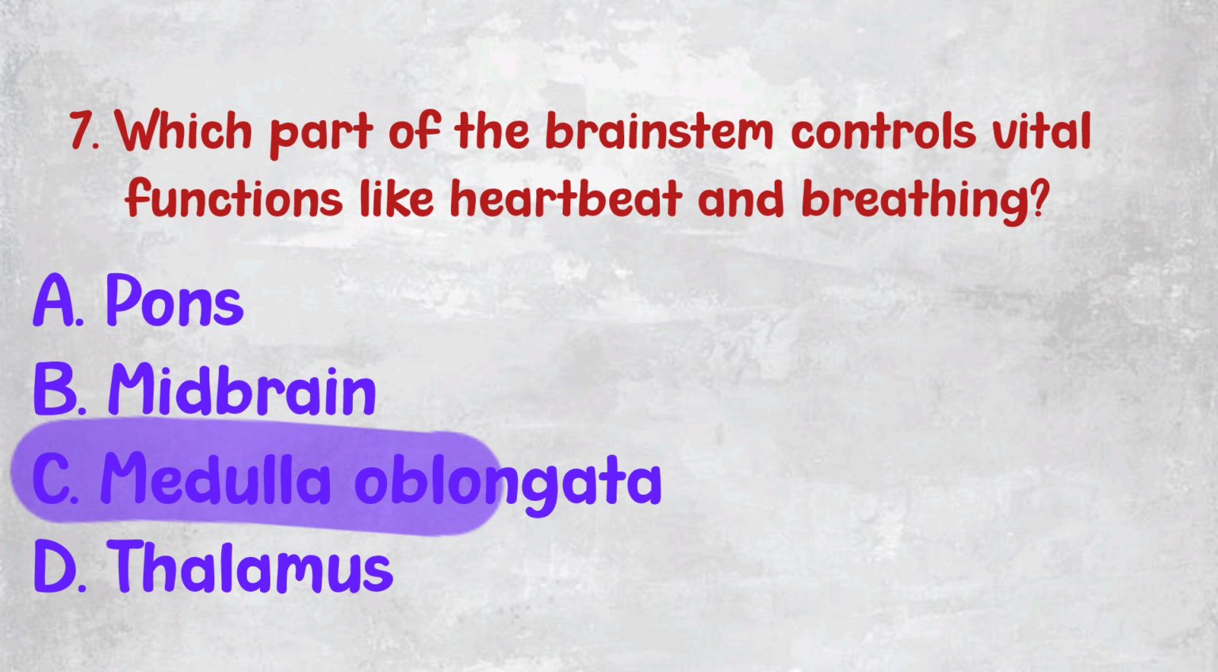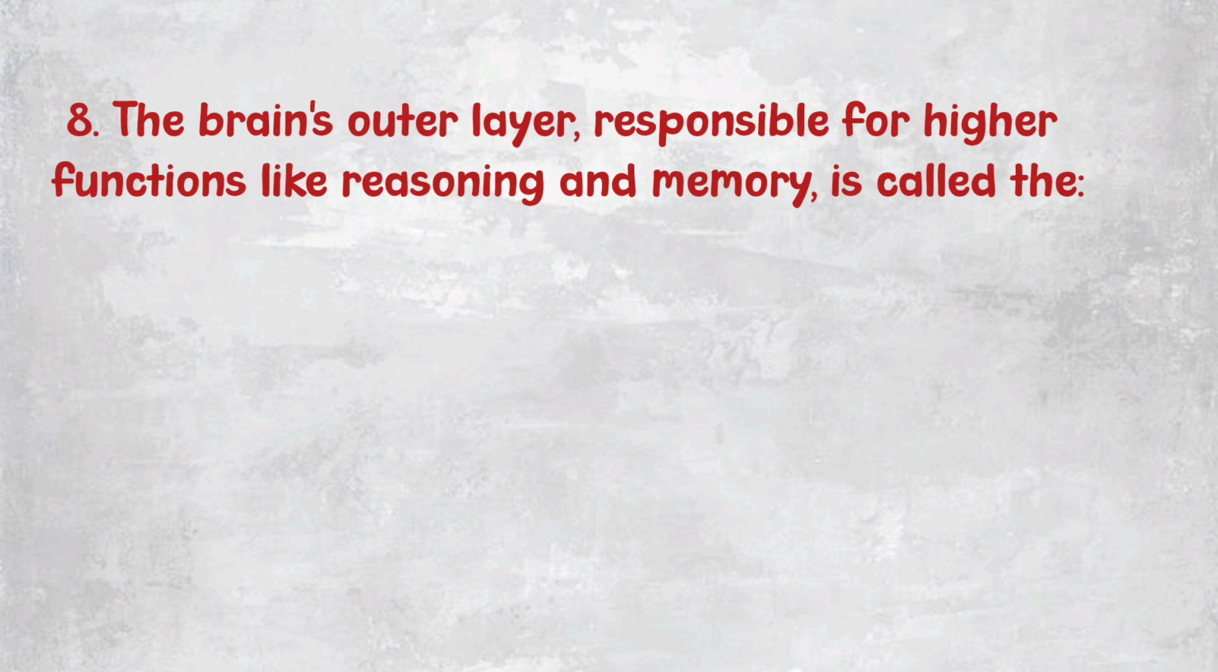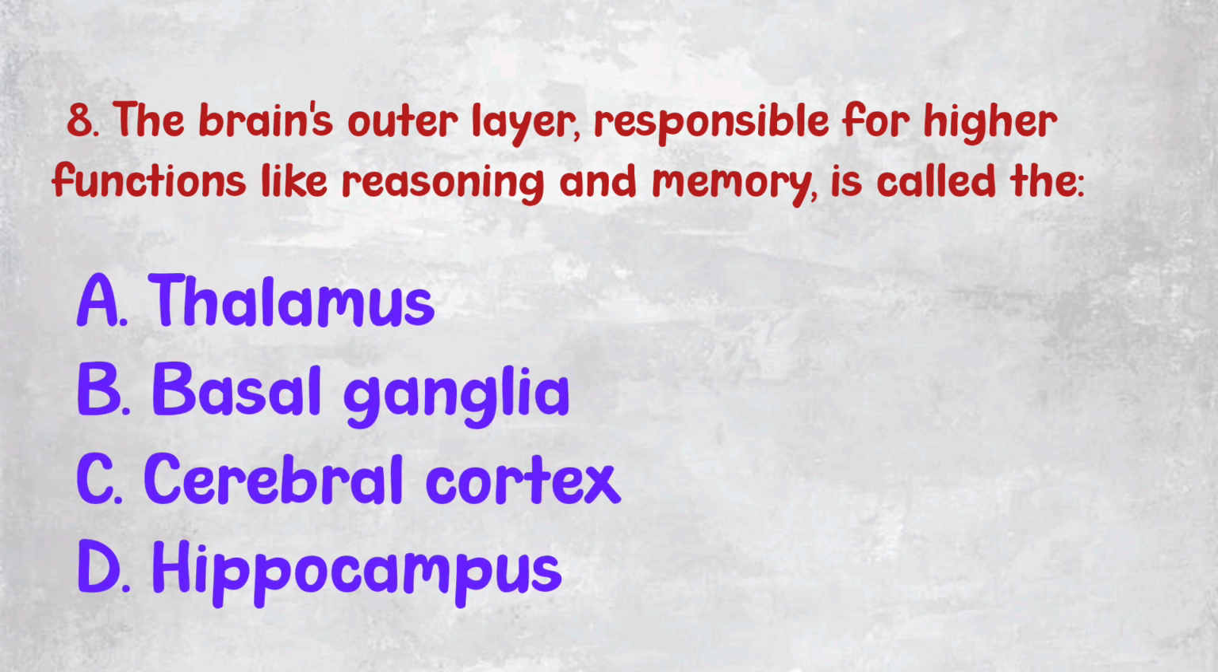Question number 8. The brain's outer layer responsible for functions like reasoning and memory is called, we have A, the thalamus, B, the basal ganglia, C, the cerebral cortex, and D, the hippocampus. The answer here should be the cerebral cortex. The cerebral cortex is the brain's outermost layer, and it handles complex thinking, memory, and decision making.